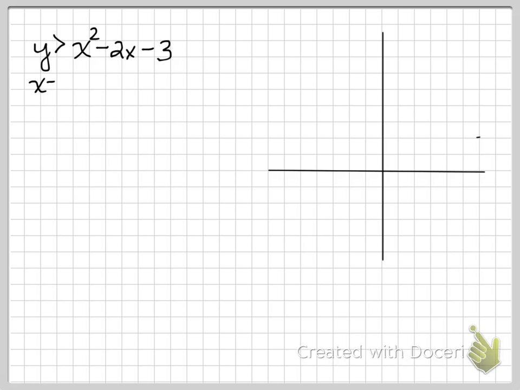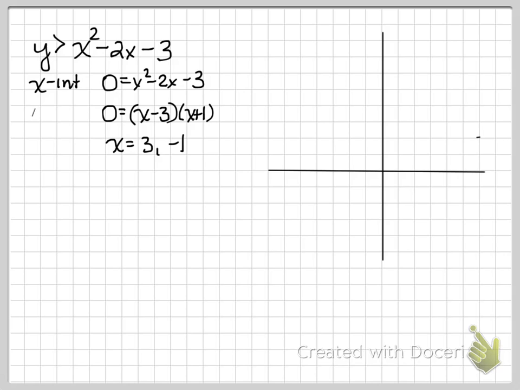So for my x-intercepts, you're going to put 0 in for y. And we're going to factor it. And that's going to be x minus 3, x plus 1. I am not going to take the time to show you the diamond problem stuff, because this is way past Unit 8. So x is going to be equal to 3 and negative 1. So I'm going to put points at 3, 0 and negative 1, 0.